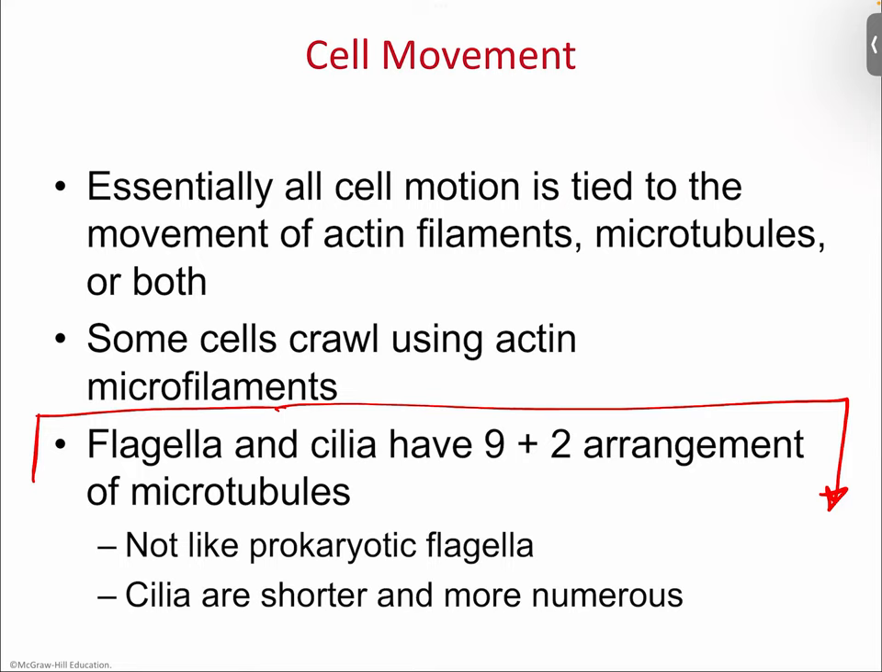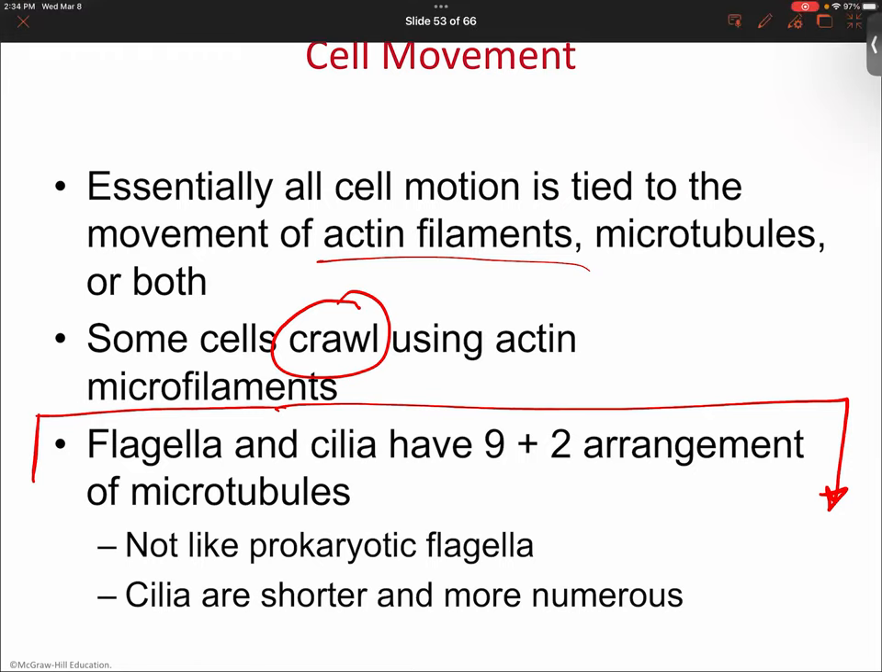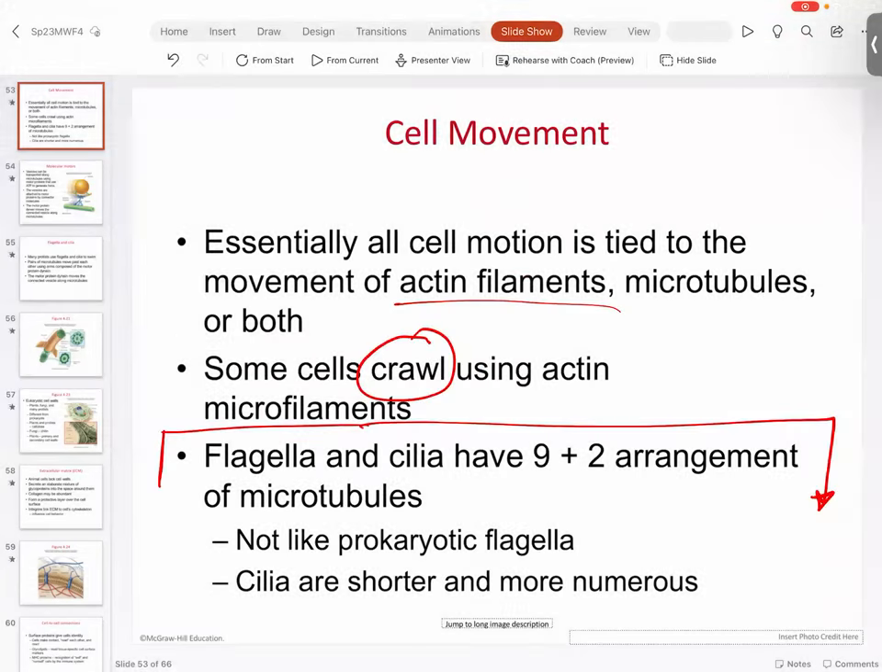What I want to do is clean up this last little bit of actin discussion and unpack this concept of crawling, this kind of small, local movement of a cell. And I want to explain this by going over amoeboid movements.